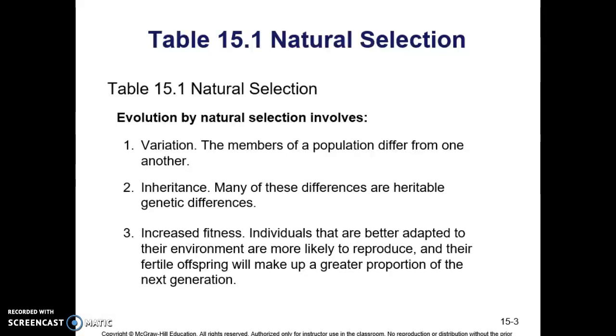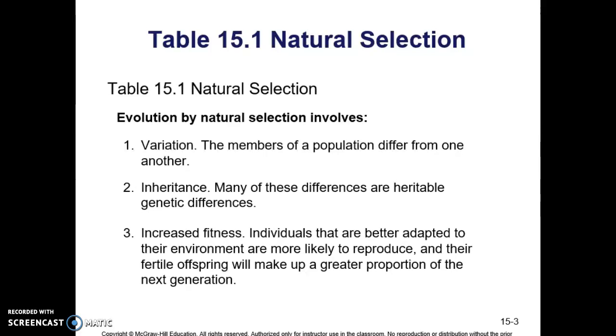So here's again a nice little breakdown of what natural selection involves. Number one, we have to have variation. Members of the population have to be different in some way, shape, or form, but especially in the qualities it takes to survive.